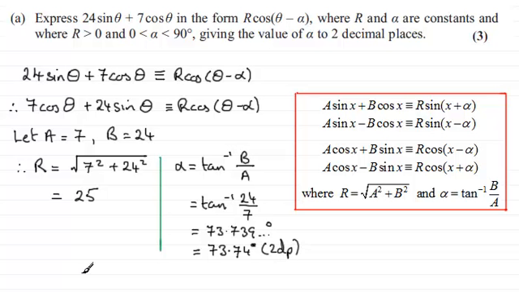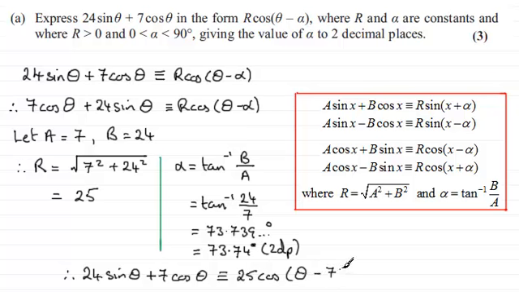So therefore, if we just summarize, 24 sine theta plus 7 cos theta is identical to R cos(theta minus alpha). So for R it's 25, and then we've got the cosine of theta minus, and in place of alpha, 73.74, and that's measured in degrees.